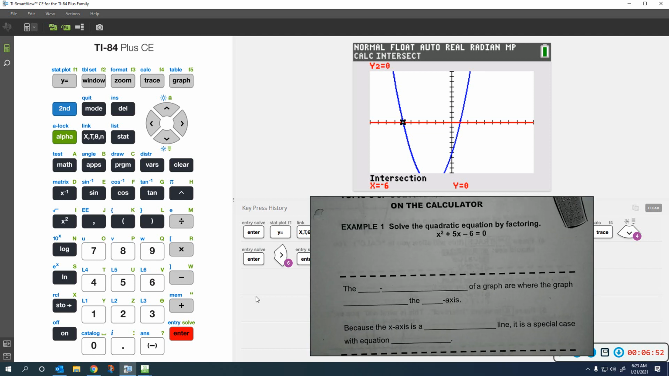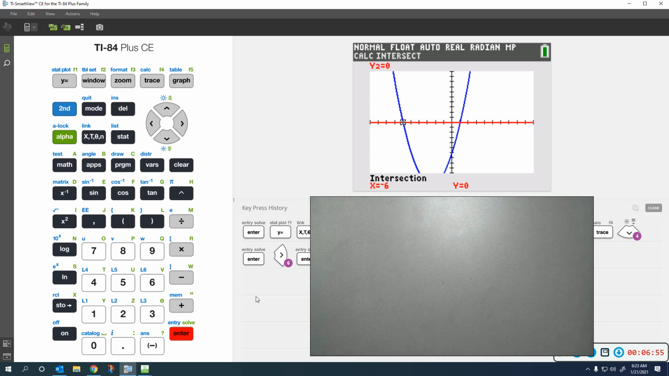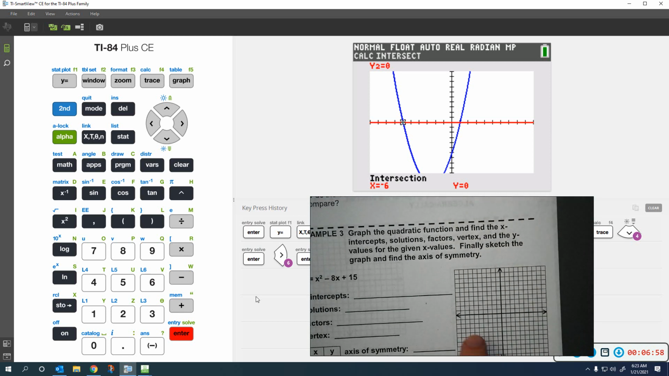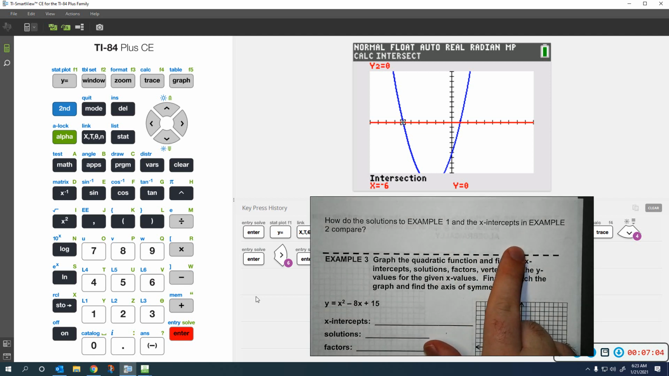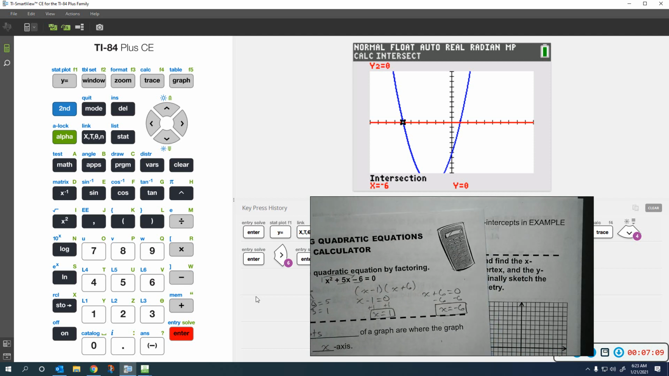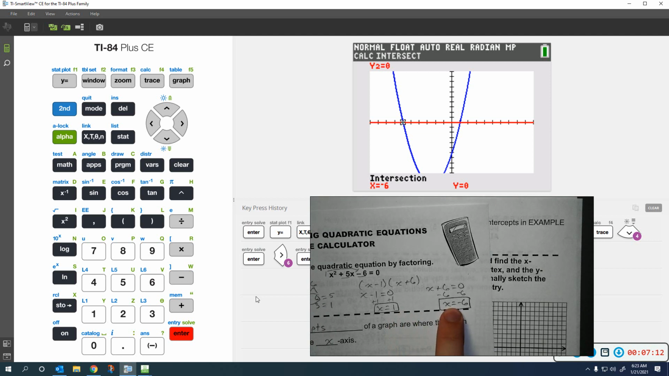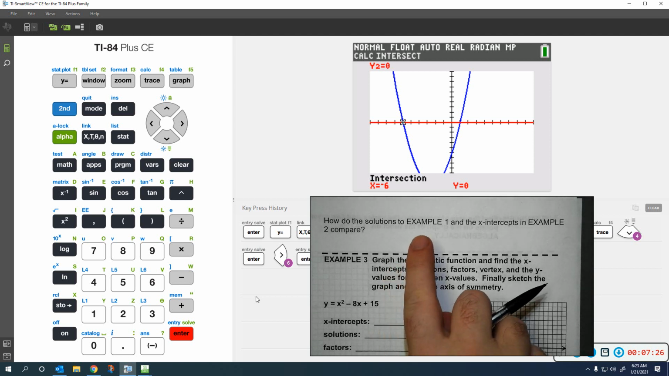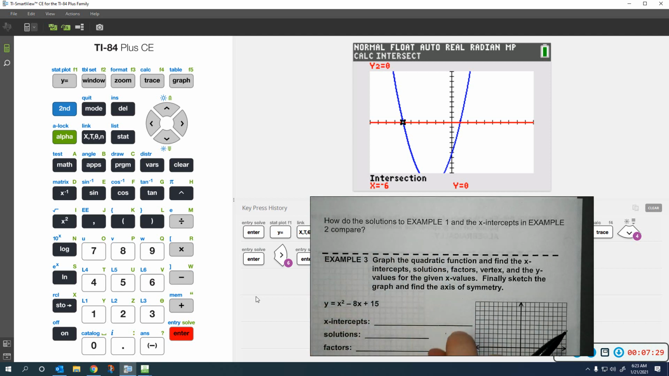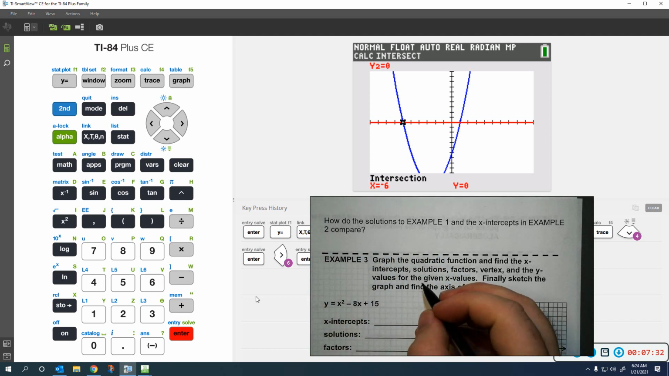That's the first page of the notes. Now let's go to the second page. Ask the question, how do the solutions to example 1 and the x-intercepts compare? So let's look at example 1. We had x equals 1 and x equals -6. And at their intersections, we can see 1 already. The x value there is at -6 and the other one was at +1. So they are the same.